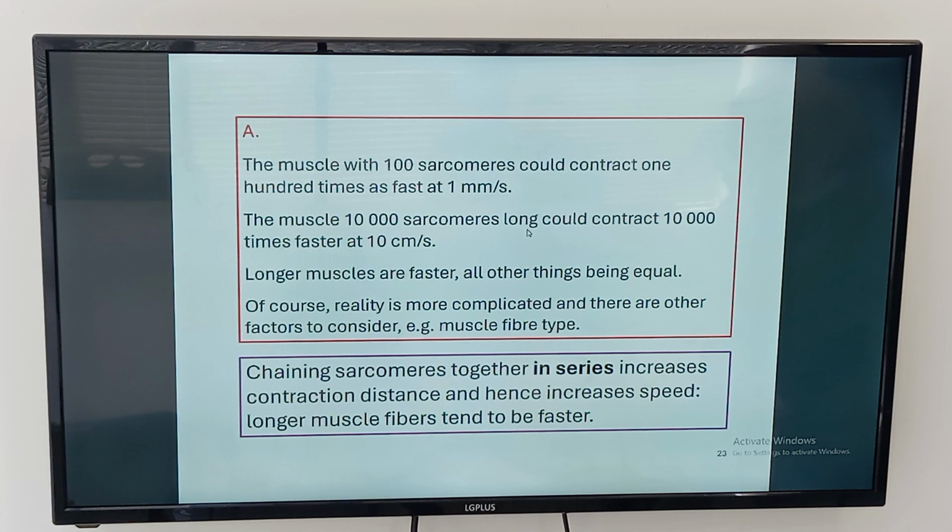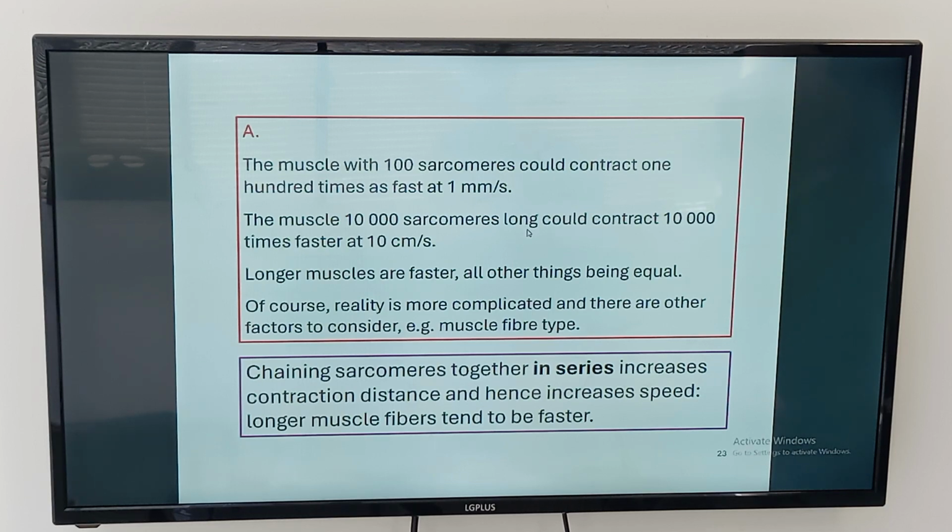To answer this question, the muscle with 100 sarcomeres could contract 100 times as fast as 1 sarcomere, at 1 millimeter per second. The muscle of 10,000 sarcomeres long could contract 10,000 times faster, at 10 centimeters per second. Longer muscles are faster, all other things being equal. Of course, reality is more complicated. There are other factors to consider, for example, the muscle fiber type.